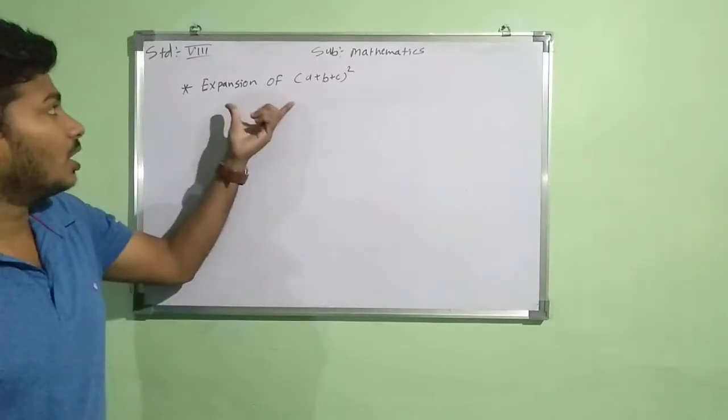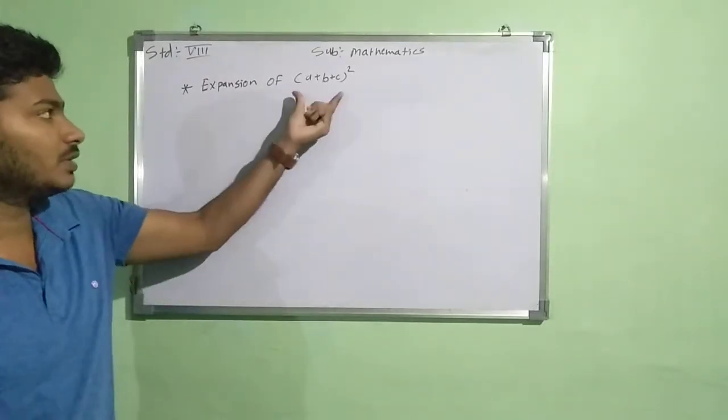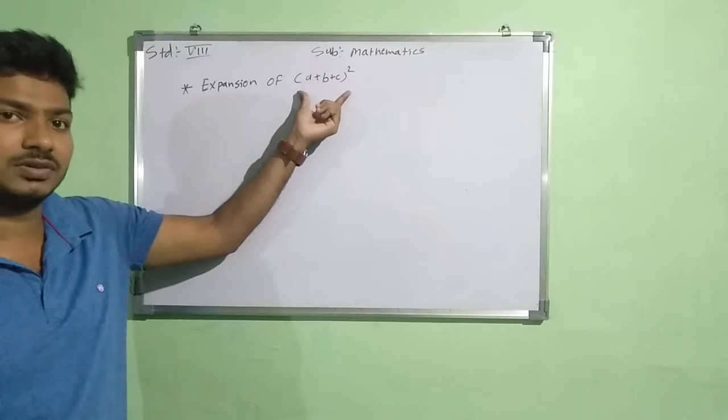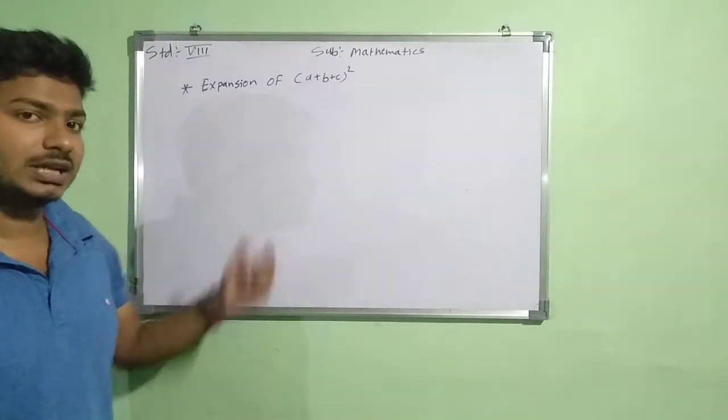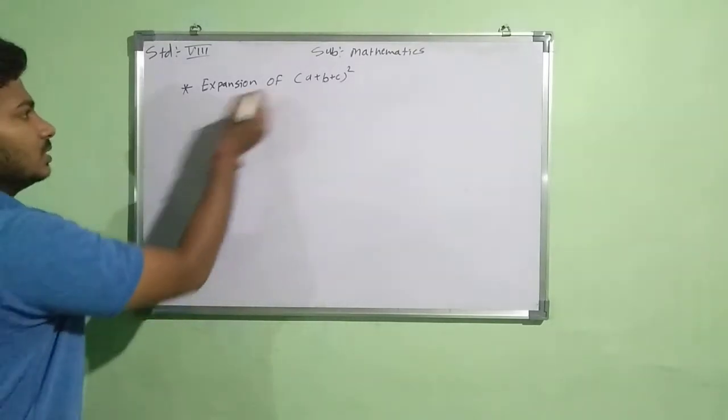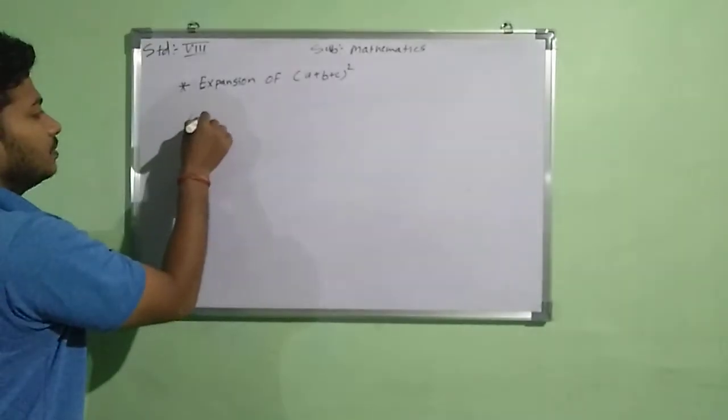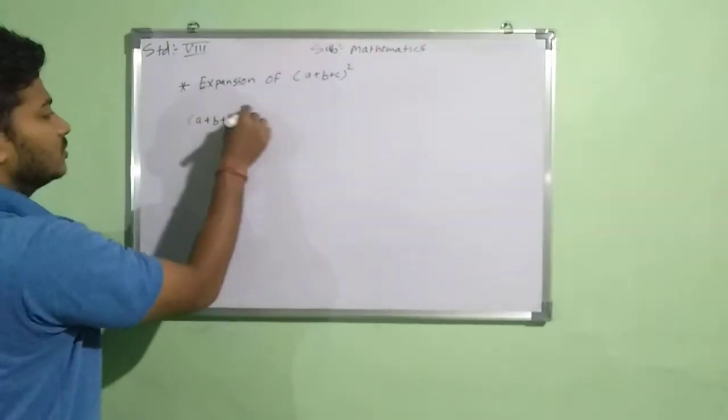Hello students, our today's topic is expansion of (a + b + c) whole square. Okay, so let us derive the formula for (a + b + c) whole square. Our equation is (a + b + c) whole square.